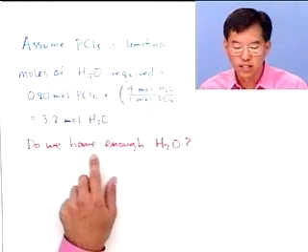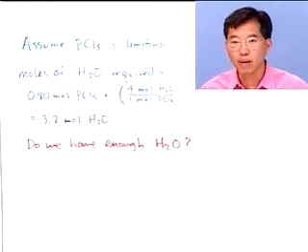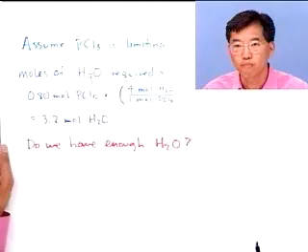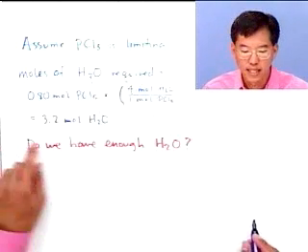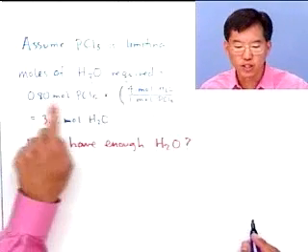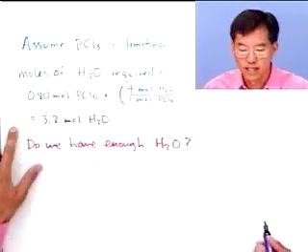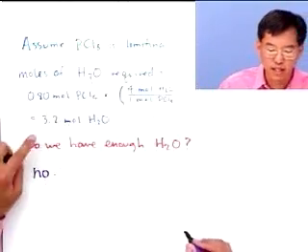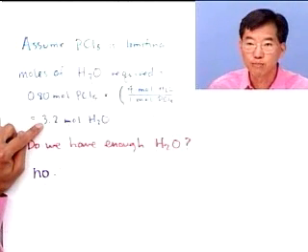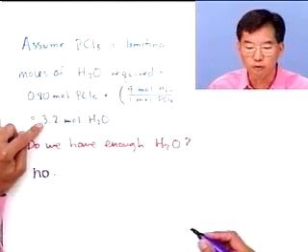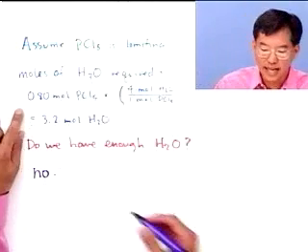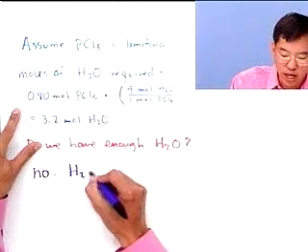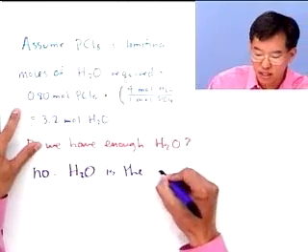And now we ask, do we have enough water? If you think back, the problem said we had 2.9 moles of water, and we need 3.2 to react with all the phosphorus pentachloride. So the answer, do we have enough water, is absolutely no. We only have 2.9, which means we're going to run out of water first before we use up all the phosphorus pentachloride. And that means that water is the limiting reagent.